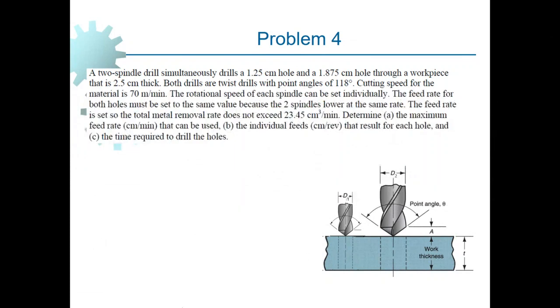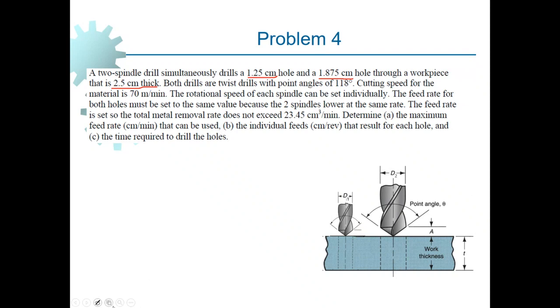However, the diameters of the holes are not the same. That is, we are drilling a hole having a diameter of 1.25 centimeter and another hole with a diameter of 1.875 centimeter. And as you can see also in this figure here, the diameters of the two holes are not the same. However, the two drill bits move at the same time up and down, so both of the holes will be produced at the same time. The thickness of the workpiece material is also given, and it is 2.5 centimeter.